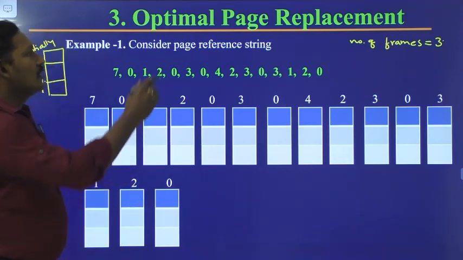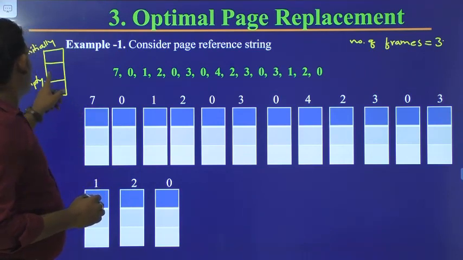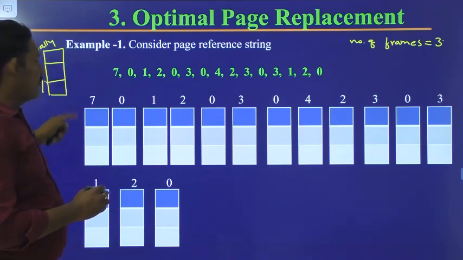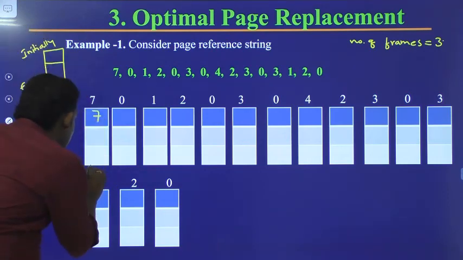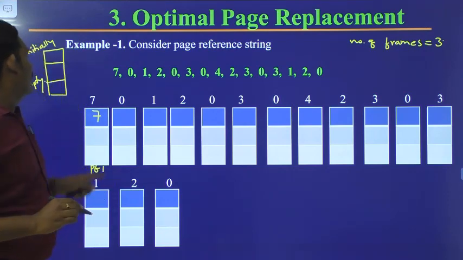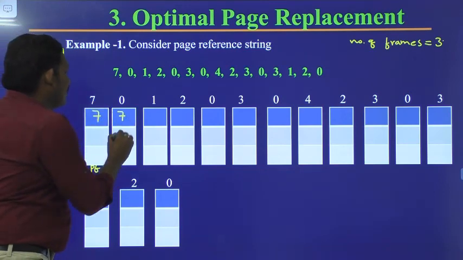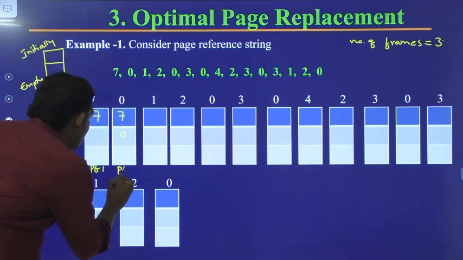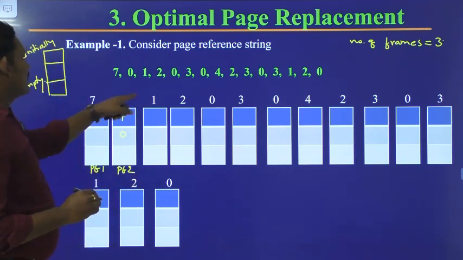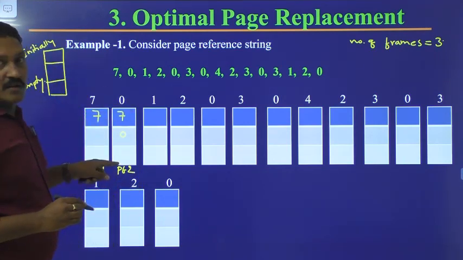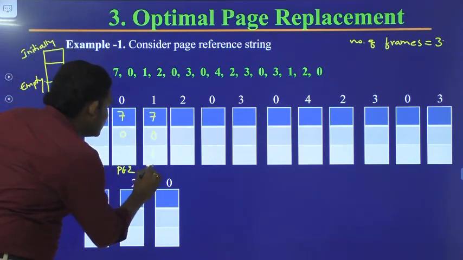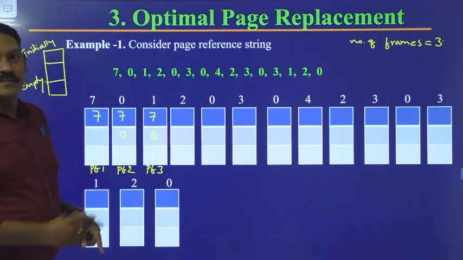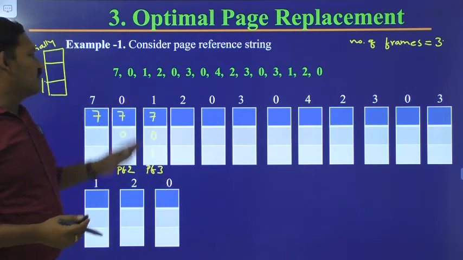Right. So now, initially it is searching for 7. 7 is not available. So we have kept 7 inside the main memory. So it is page fault 1. Next, it is searching for 0. 0 is not here. So again we have to bring 0: 7, 0, page fault 2. Next, it is searching for 1. 1 is not available here, so we have to bring 1: 7, 0, 1. Up to here it is very clear, everything is the same.